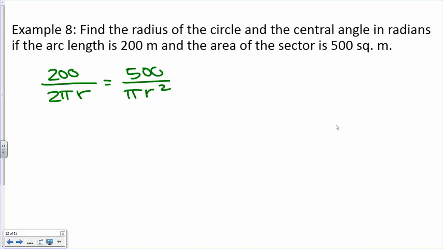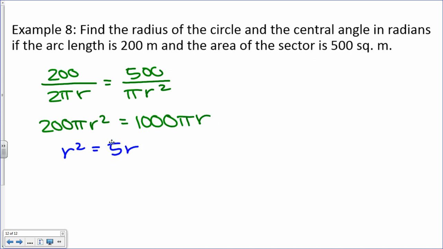But this one does get slightly more complicated. When you cross multiply this, you're going to get 200 pi r squared equals 1000 pi r. Your pi's do cancel. If you want to divide here, you can divide by 200 pi, and you're going to get r squared equals 5r. What you have to remember is you cannot just divide a variable out of your problem, so what we have to do is subtract this 5r and then factor this.